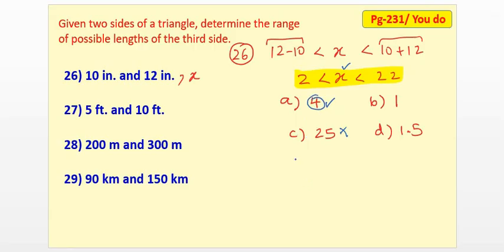Is that clear now? If they give you the multiple choices, you have to look for a number that lies between 2 and 22. I hope it's clear for you. Now better pause the video here and try to find the possible values of x or the third side for question number 27, 28 and 29. Then play the video to check your answers.